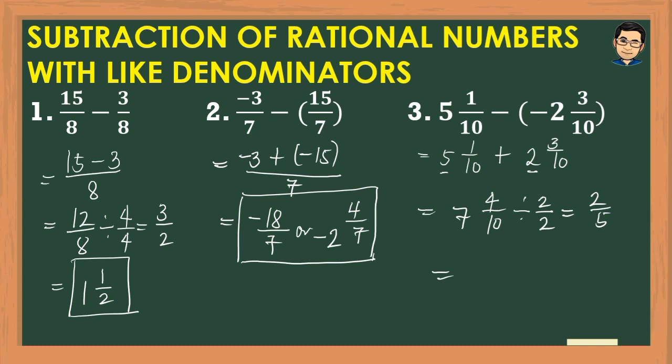So our final answer will be 7 and 2 over 5, or 7 and 2/5. So lahat po ng ating mga sagot ay kailangan nakasimplify. Otherwise po, hindi po siya i-accept.